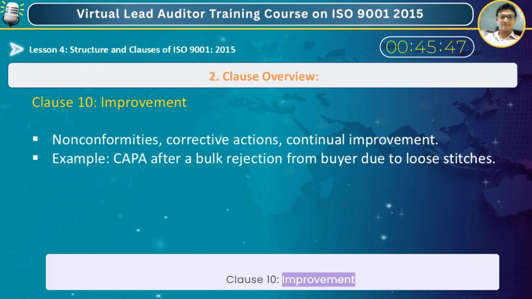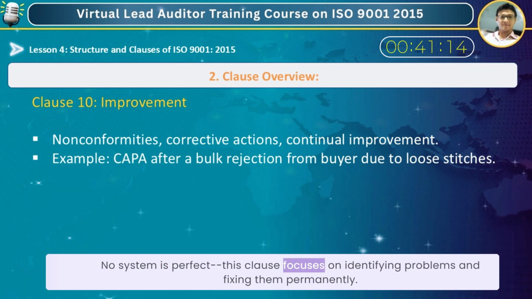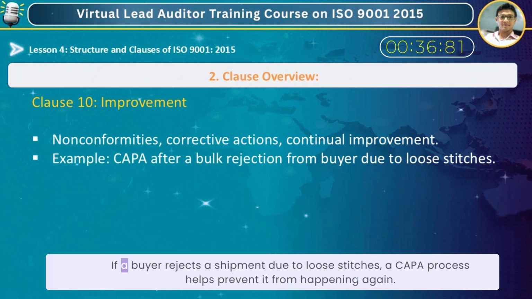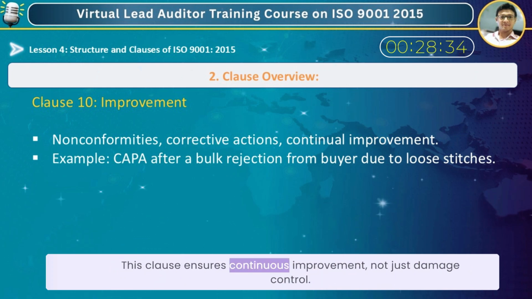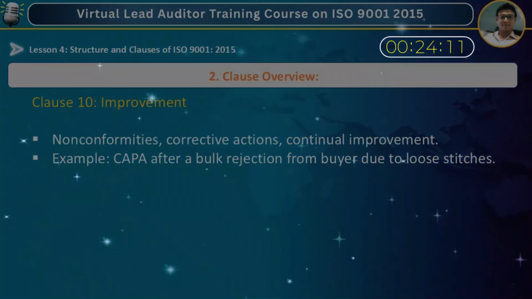Clause 10. Improvement. No system is perfect. This clause focuses on identifying problems and fixing them permanently. If a buyer rejects a shipment due to loose stitches, a CAPA process helps prevent it from happening again. This clause ensures continuous improvement, not just damage control.